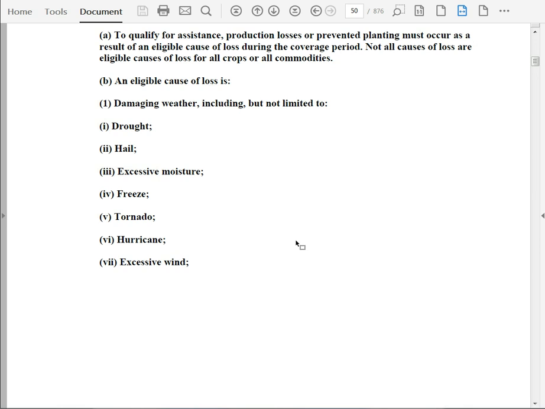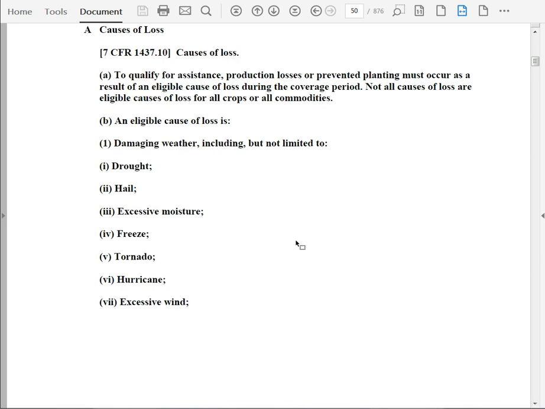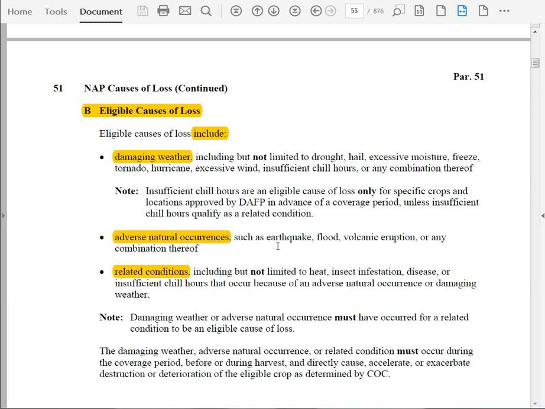Now that we've seen coverage levels available to a producer, let's take a look at the cause of loss covered by the NAP program. Once again, when you see bold text, know that it is coming directly from federal regulations. In this case, all of the bold text is covered and clarified in paragraph 51b. In order for a cause of loss to be eligible, the event had to have been completely beyond the control of any one person. In other words, natural disasters, damaging weather, and related conditions are eligible causes of loss because no one can control the weather.